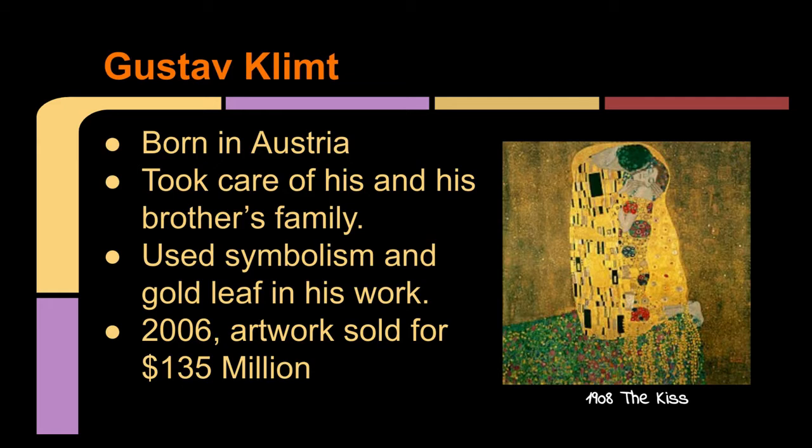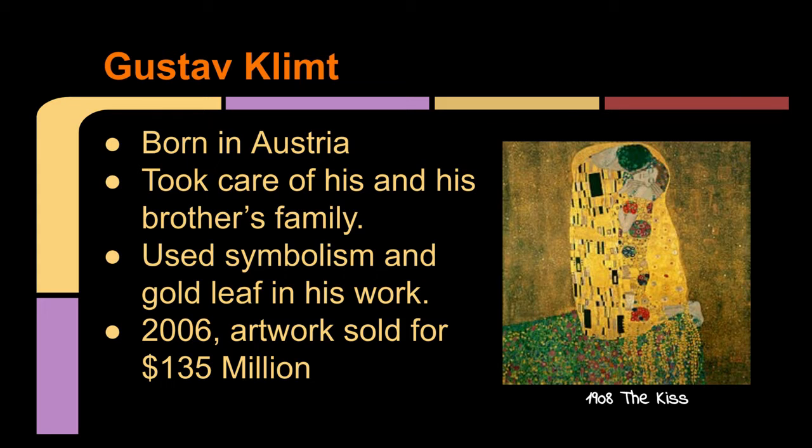The artist that we're going to look at, and remember as I'm playing this video, you can pause it at any point. The artist we're going to look at and recreate our own version and style is Gustav Klimt. He was born in Austria, and he took care of his family and his brother's family, because when he was young, his father had passed away, and he and his brother had taken care of the family. And then his brother had passed away, so he promised to take care of them.